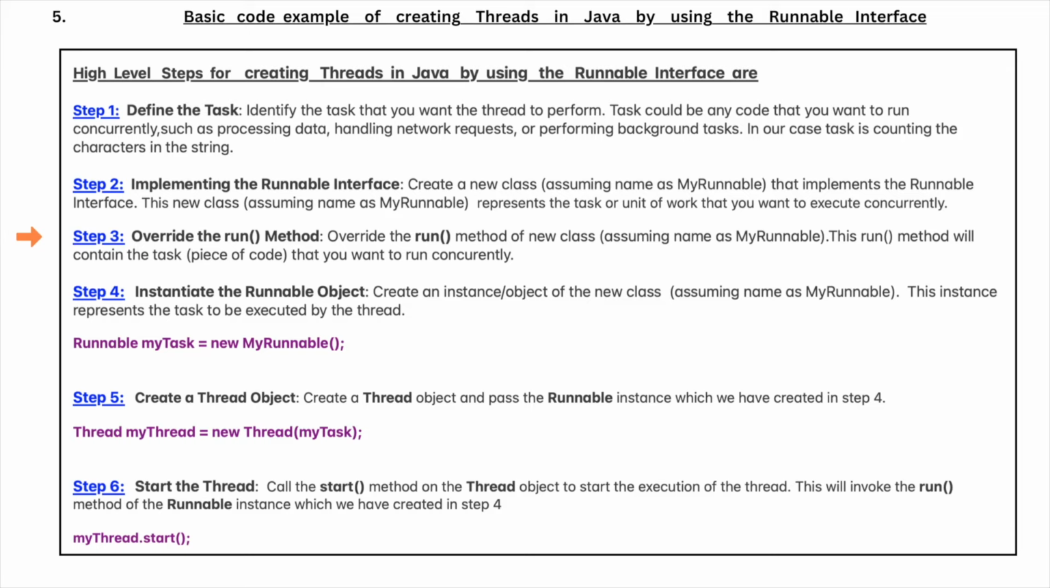Step 3. Override the run method. Override the run method of the new class, assuming the name as MyRunnable. This run method will contain the task piece of code that you want to run concurrently.